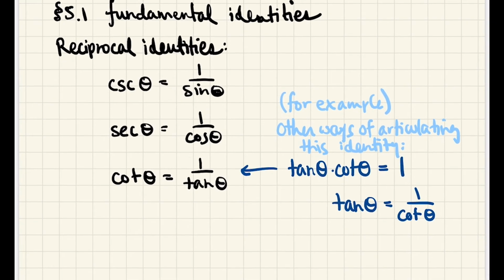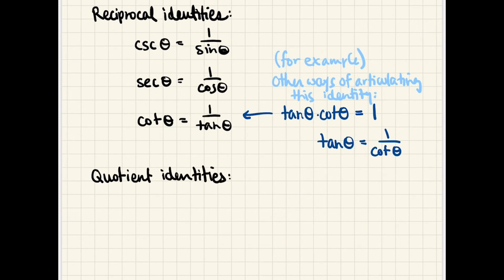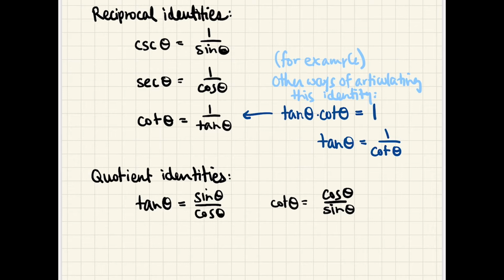Another category of identities that we saw were the quotient identities. And there were two of those. There was this one, tangent of theta is sine of theta divided by cosine of theta. And cotangent of theta is cosine of theta divided by sine of theta.